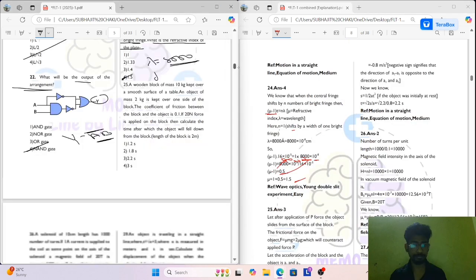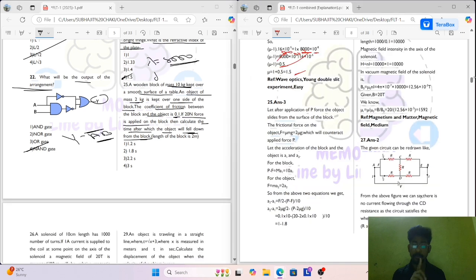A wooden block of mass 10 kg is kept over a smooth surface of a table. An object of mass 2 kg is kept over one side of the block. The coefficient of friction between the block and the object is 0.1. If a 20 Newton force is applied on the block, calculate the time after which the object will fall down from the block. The object will fall down from the block if the friction between them is incapable of withholding the force that is applied. The frictional force is given by the formula mu mg. This frictional force should be able to withhold the force that is applied to the object. If it cannot withhold, it will topple off and fall down from the block.